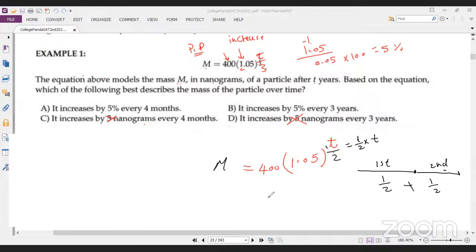In our case, we have a third. So in 1 year, it's a third of an increase. Another year, another third. The third year, another third. So the growth happens every 3 years, not every 4 months. The next example will make it easier. Any question before we move to the next example?